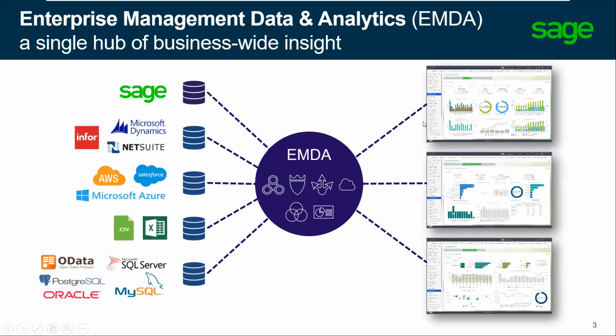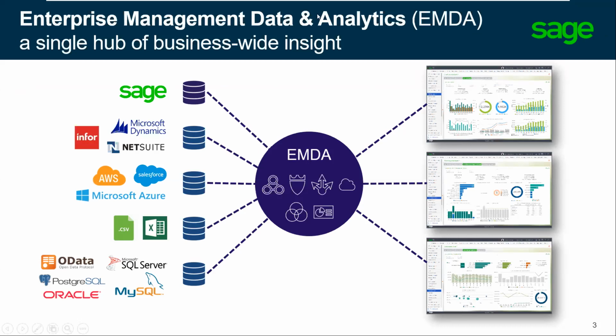This slide here is just kind of a visual of those 2 key pieces of enterprise management data and analytics. And I'm going to call it EMDA from here on out. That's the acronym that we use. So EMDA with these 2 key components, the data management pieces along the left-hand side, and then the analytics along the right. We're going to see both of these components throughout the demonstration today.